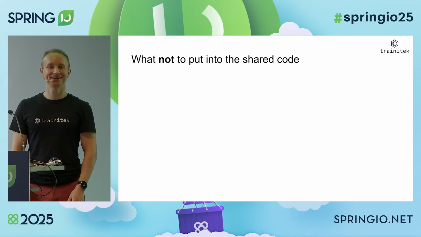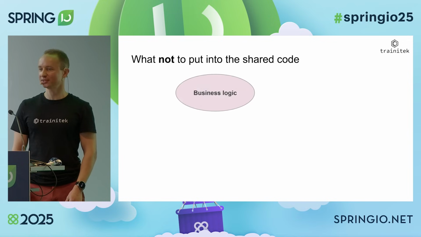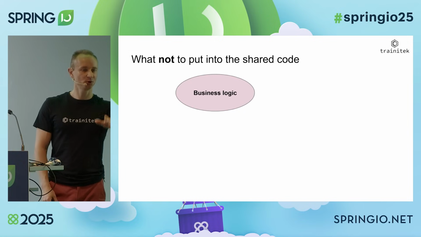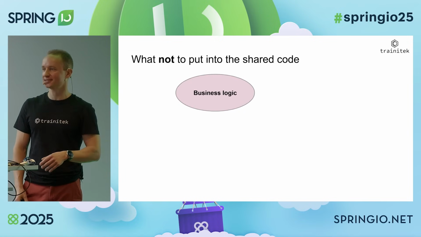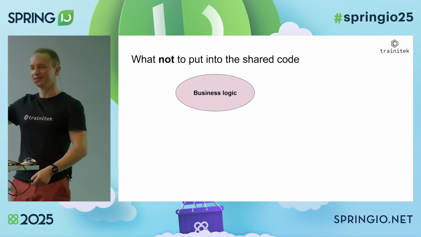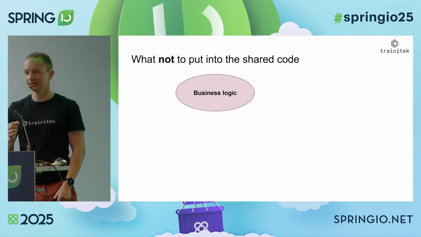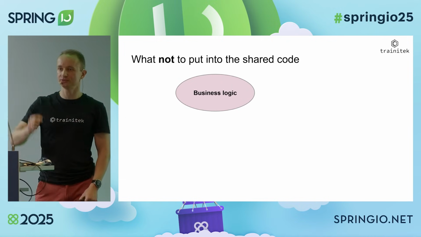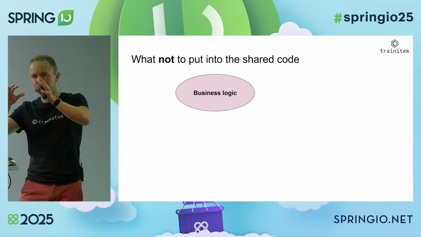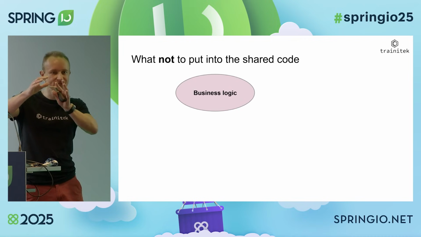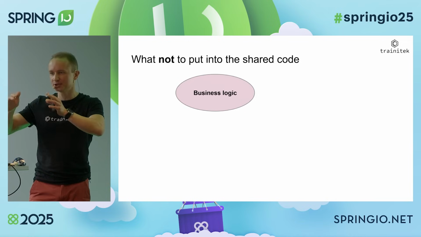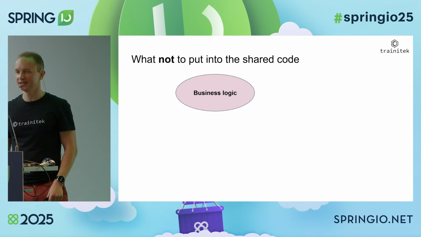Okay, so the first thing I would like to talk about is the business logic. Let's say you have one project that has a product, and another one also has a product, and then you have this brilliant idea: let's create an abstract product and put it in the shared place, and add a bit of business logic there, because everybody shares this business logic.